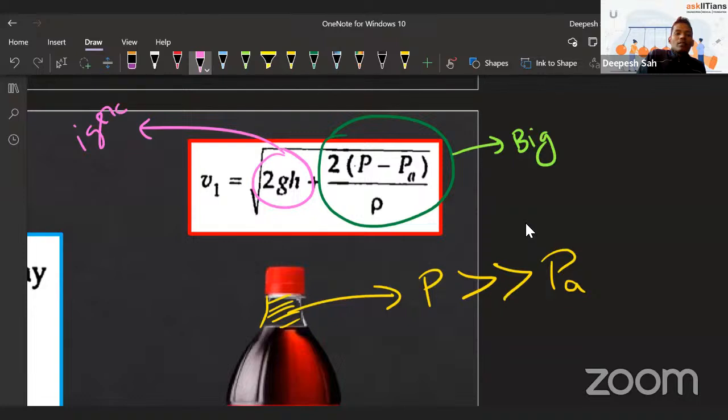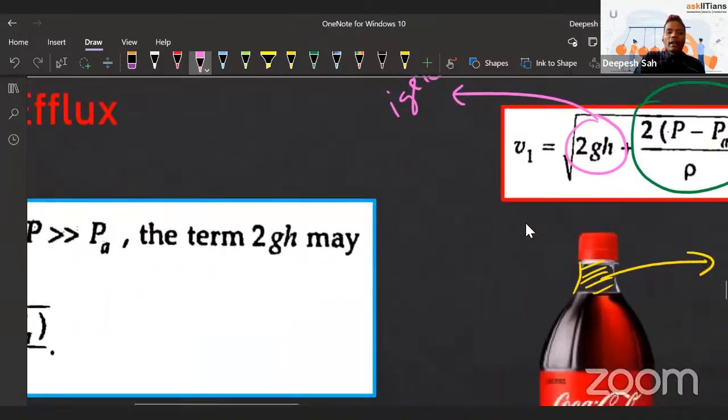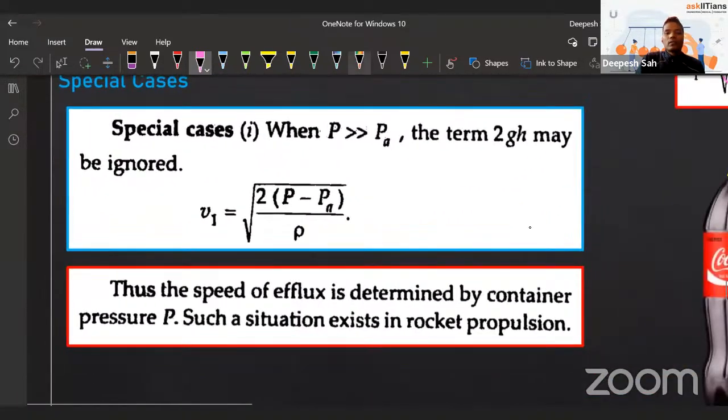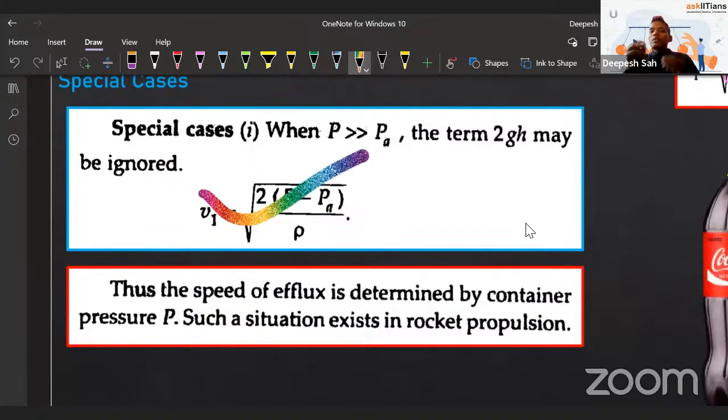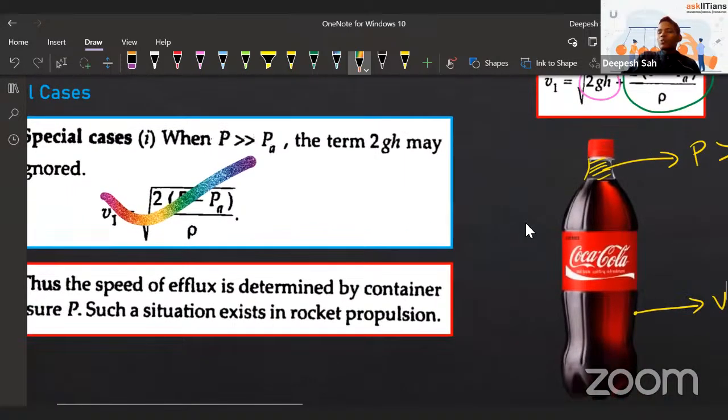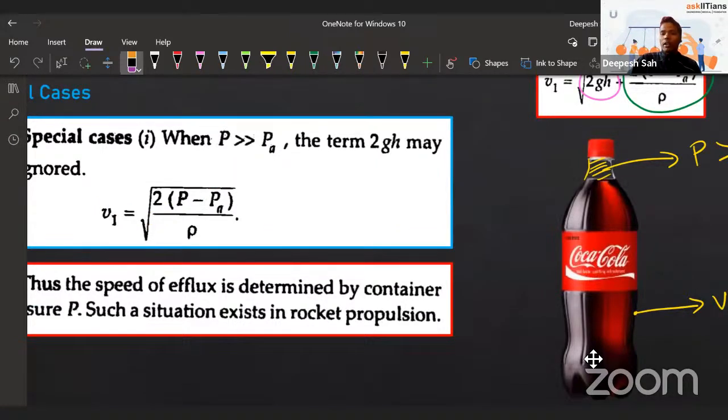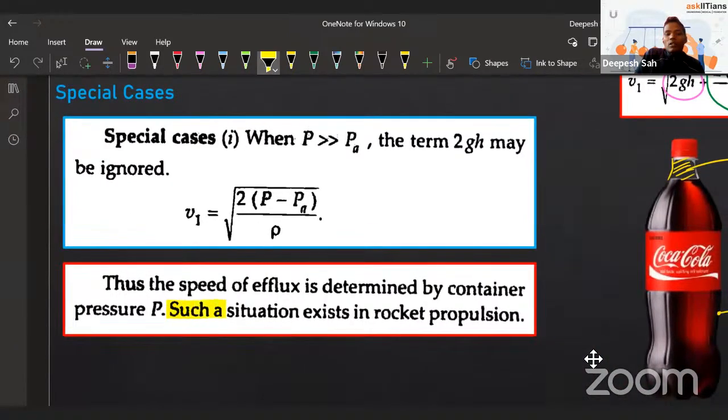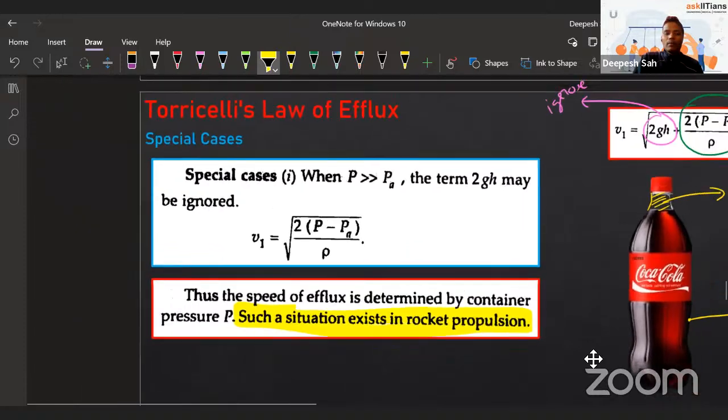Or I will say ignored. So let's ignore this particular term because it's so small. And that's why you come up with a formula like this. But again, this is just a special case, a special condition where the container is filled with a lot of pressure. This was just an example. I am exaggerating it. The actual example can be like a rocket. Such a situation exists in rocket propulsion. So not in a bottle or something, but for understanding, I'm saying it.